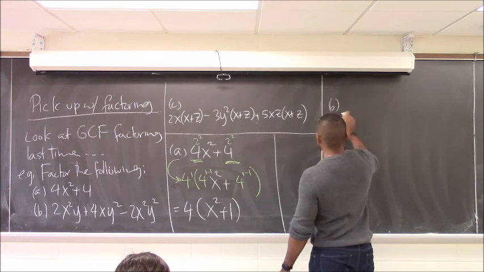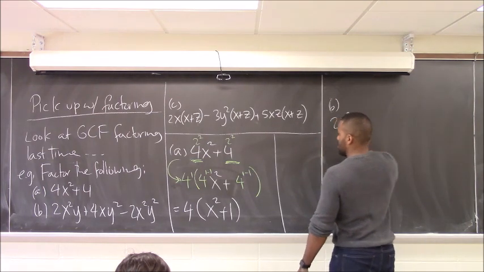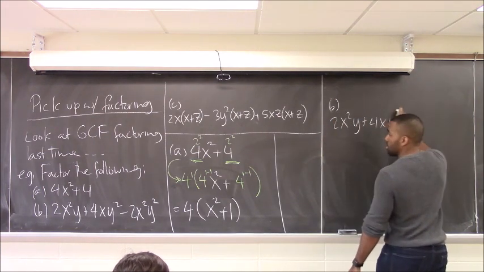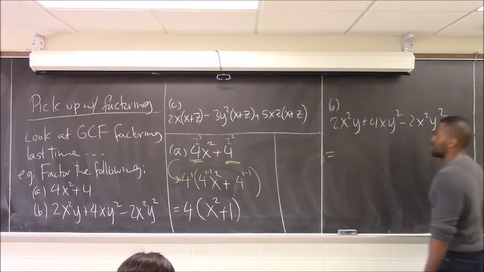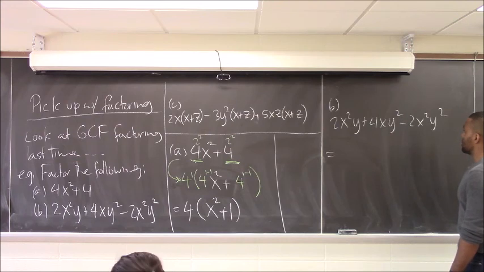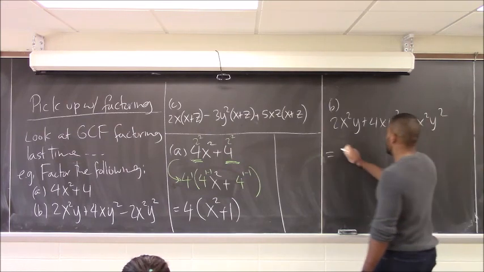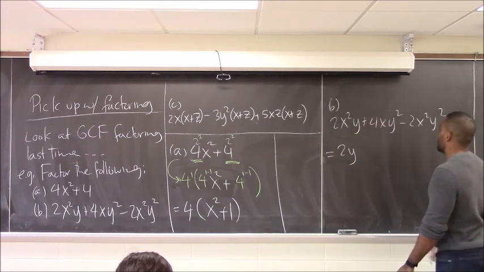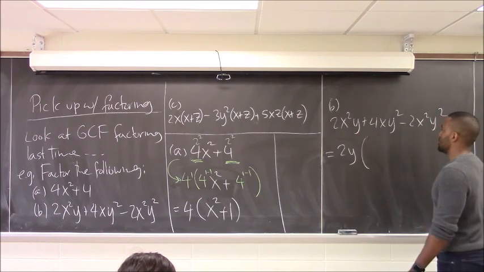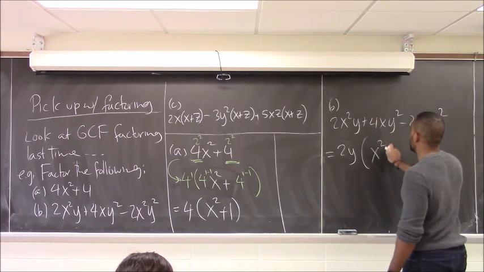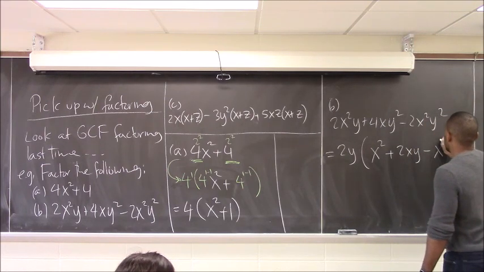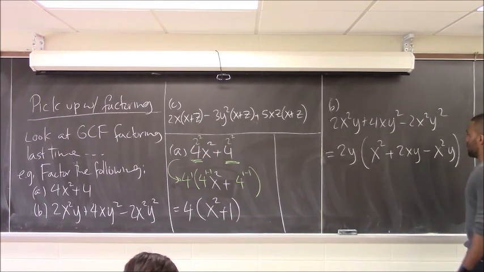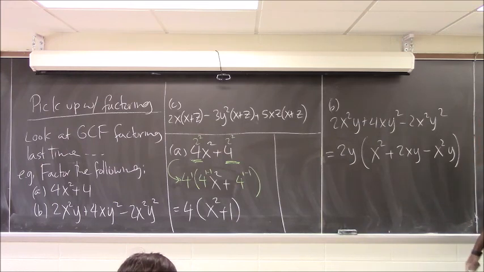So E. Okay, so what would we do here? Yeah? I pulled out 2y. 2y? Parentheses, x squared plus 2xy minus x squared y. Okay. You guys agree? Yeah. Why not? What's wrong?